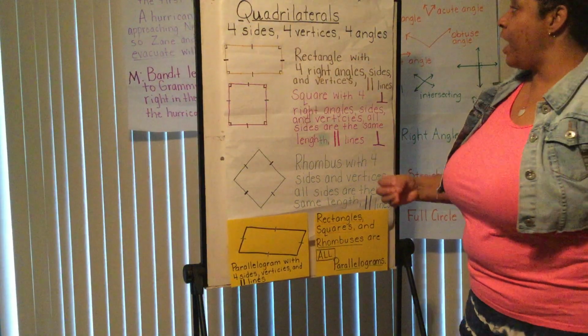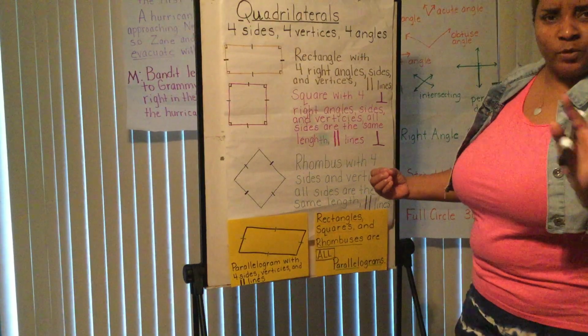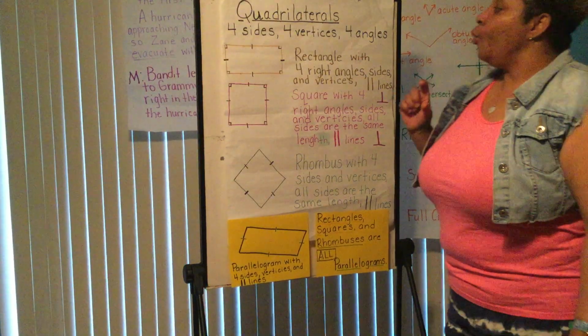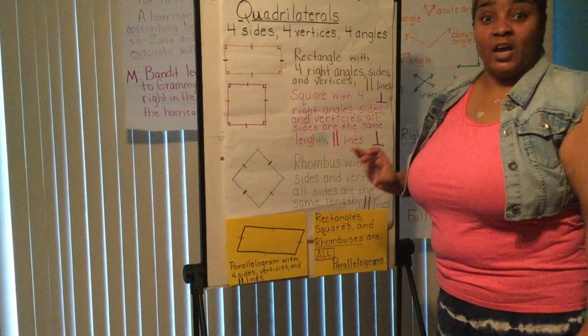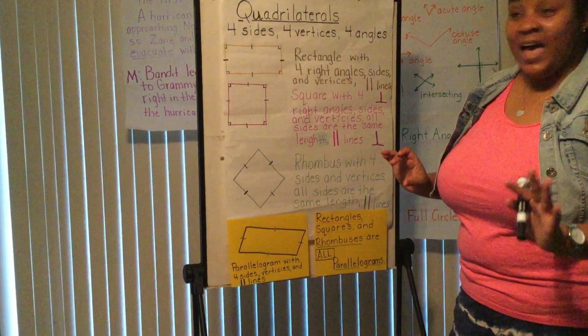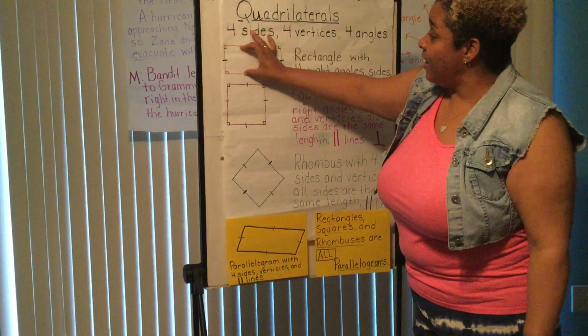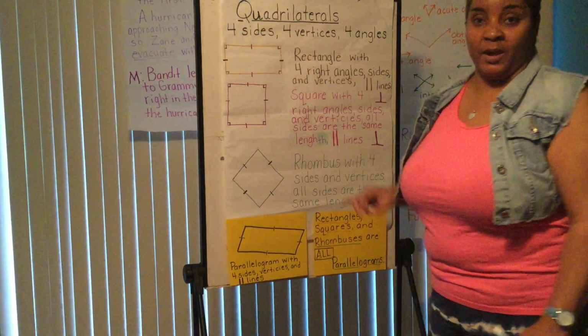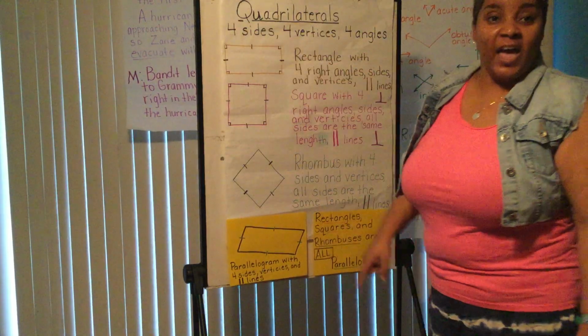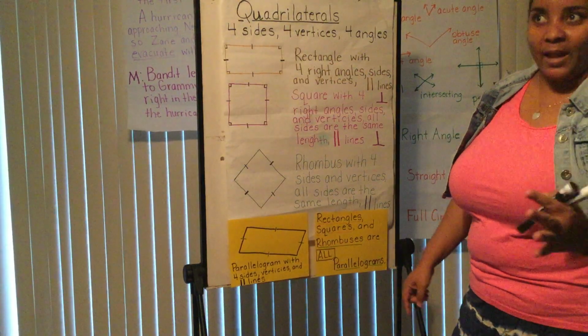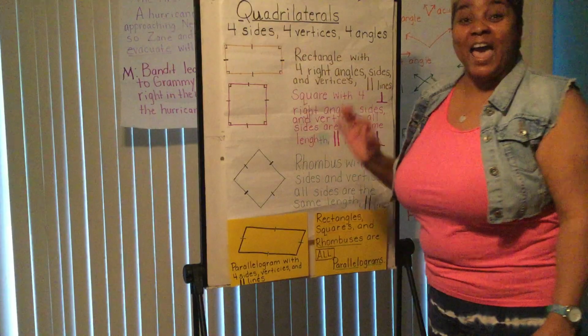So we talked about this rectangle meets all the tests for quadrilateral. Four sides, four angles, four vertices. We marked that and counted that. We know that the rectangle has two pairs of parallel lines. One pair of parallel lines, and that's the other set of parallel lines. We also know that they have those perpendicular lines that form right angles.